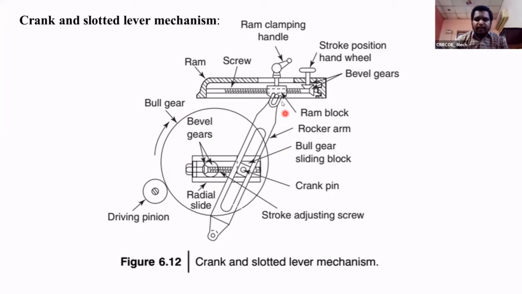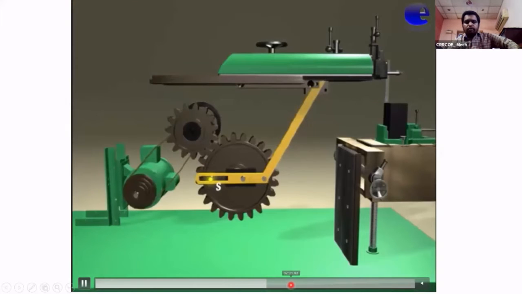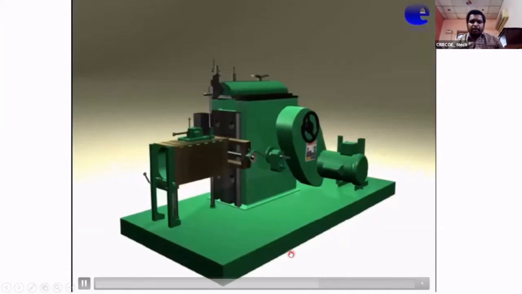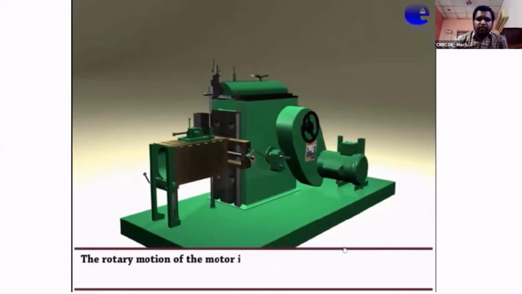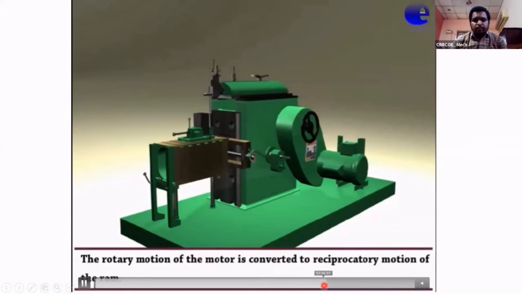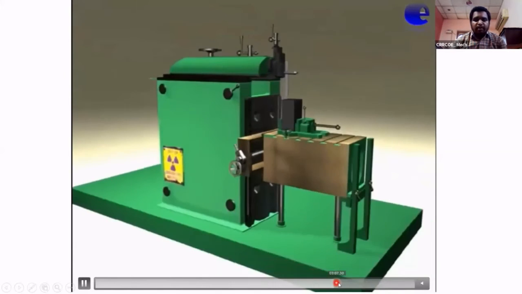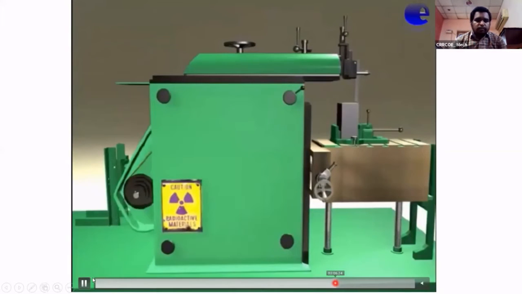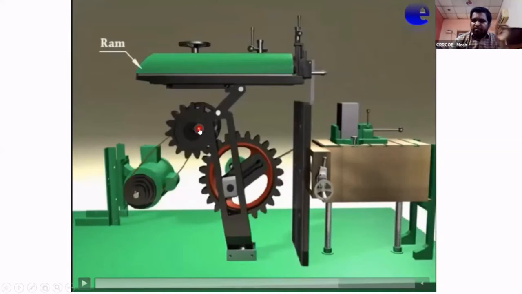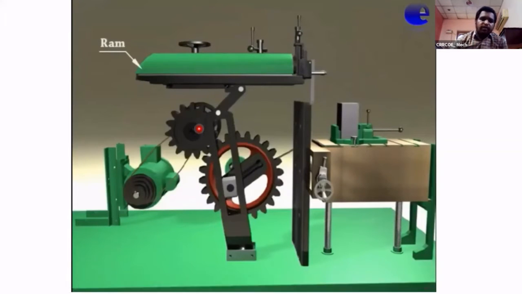This is the crank and slotted lever mechanism. This is the shaper. The crank and slotted lever mechanism is used in the shaper. First we see the parts of the crank and slotted lever mechanism. These are the parts of the crank and slotted lever mechanism used for converting the rotary motion into reciprocating motion. Here we have a pinion.